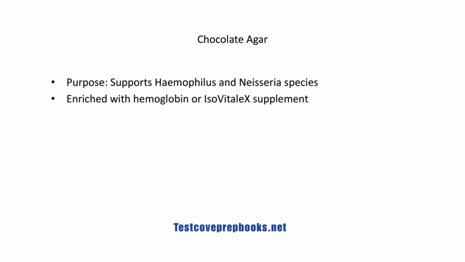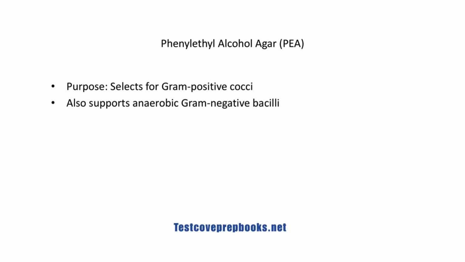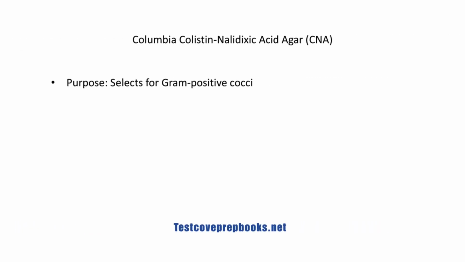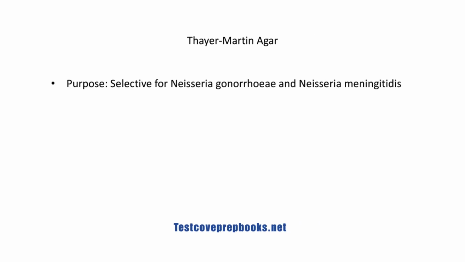Neisseria species. Phenylethyl alcohol agar, or PEA, selects primarily for gram-positive cocci. It also supports the growth of anaerobic gram-negative bacilli by inhibiting other organisms. Columbia colistin nalidixic acid agar, or CNA, further selects for gram-positive cocci by suppressing gram-negative organisms.